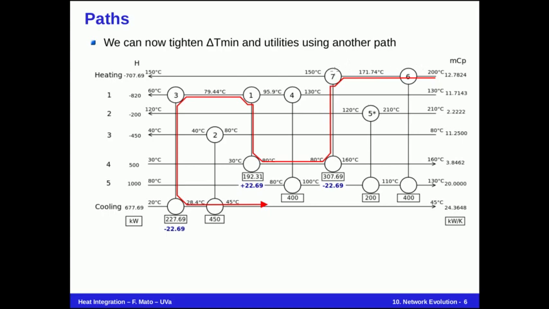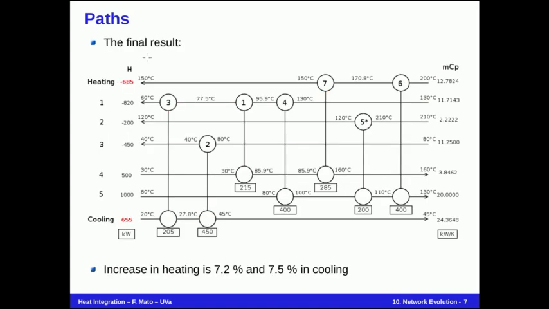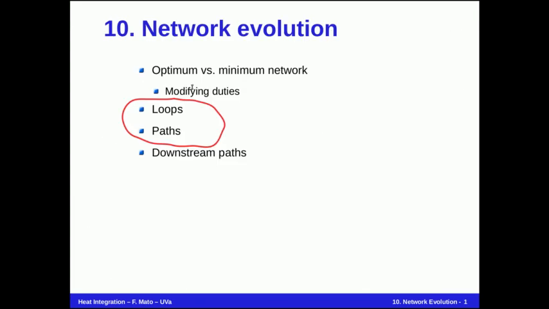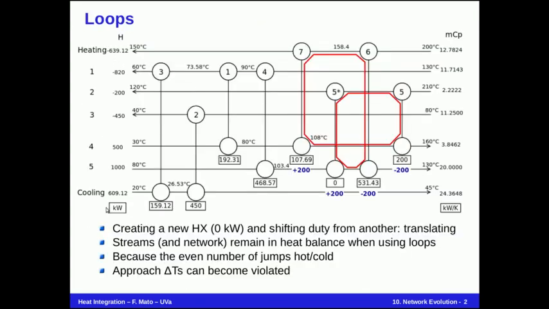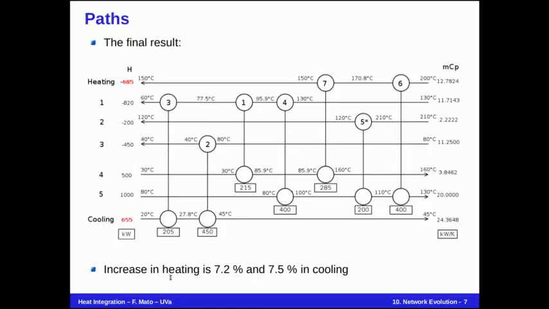We use another path to tighten the temperatures, reducing at the same time heating and cooling by the same amount. It can be seen in the results how the temperature difference has been reduced, as well as utilities, in this last stage. Because from the original values, the original network, the increase in heating has been 7.2% and 7.5% in cooling.